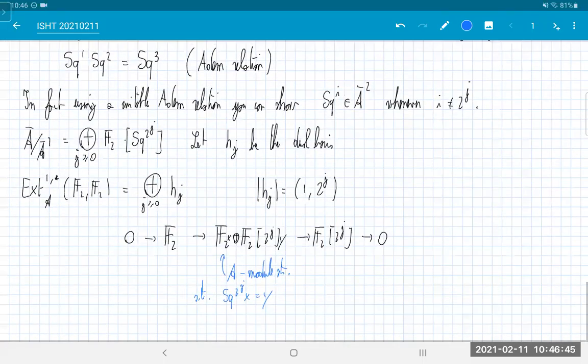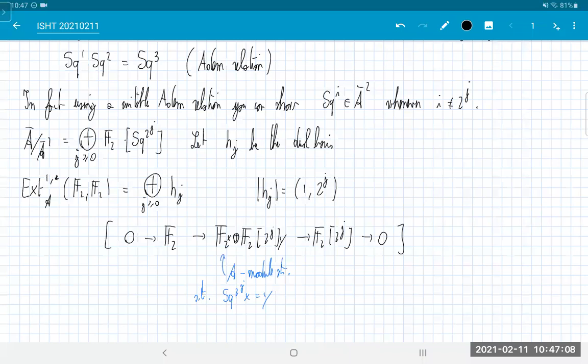We have the Adem relation here that tells you that Sq^3 is Sq^1 times Sq^2. So if Sq^3 of X would be Y, then Y would be Sq^1 of Sq^2 of X. But Sq^2 of X is zero because there is nothing in that degree. So that cannot be. But for indecomposable, it can happen. And in fact, these are the extensions corresponding to h_j. Okay. Questions about this?